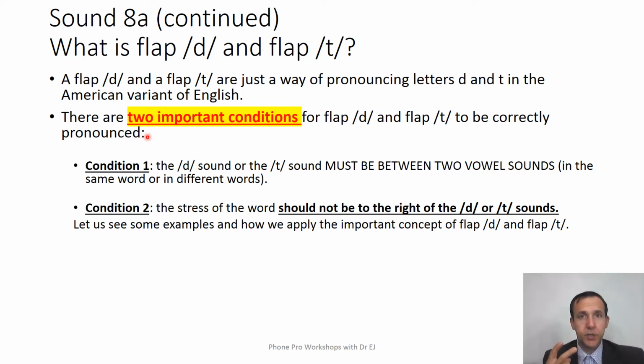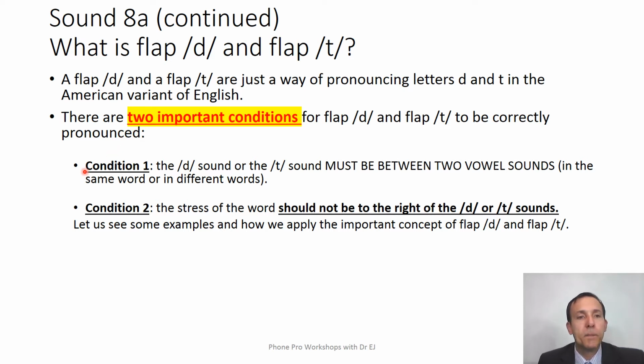Okay, two conditions, not only one. Sometimes in a word you're going to see one condition met but not the other. Therefore, you cannot use flap T or flap D. Now, why do you want to pay attention to flap T or flap D? Because if you live in the United States of America, you should produce flap T and flap D very often, very frequently. Otherwise, you are not going to be using the standard variant of American English.